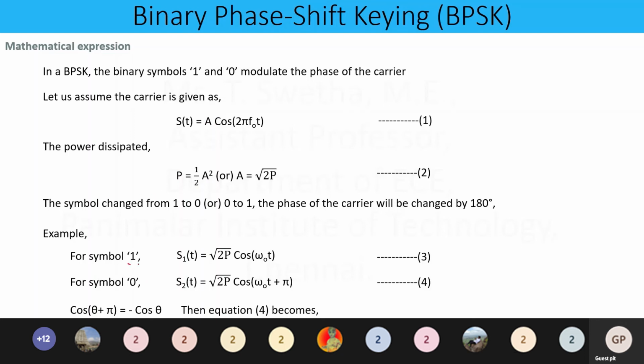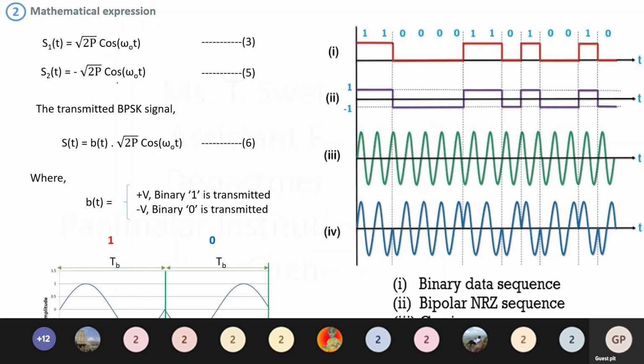For symbol logic 1, you add 0 degrees to the carrier, so you get the same carrier frequency for logic 1. Logic 0 means you add 180 degrees. I'll show you how the 0 degree and 180 degree waveforms look. As you can see, b of t ranges over voltages for logic 1 and logic 0. If I add logic 1, I add the carrier with 0 degrees. This is the 0 degree waveform, which starts at the origin of 0, one cycle that I have taken and explained.